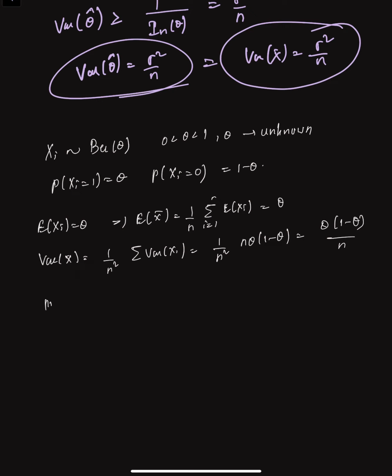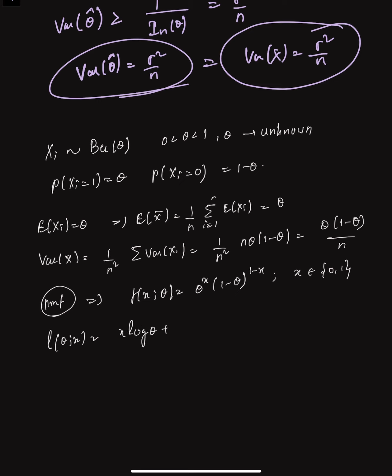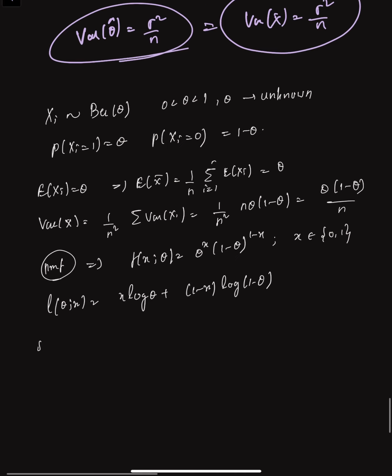So the PMF for one observation, if we write, is f_x of theta, which is theta to the power of x into 1 minus theta whole to the power 1 minus x, and x belongs to 0, 1. So that means the log likelihood l theta of x is nothing but x log theta plus 1 minus x into log 1 minus theta. So the score function is nothing but the first derivative, dou by dou theta l theta of x.